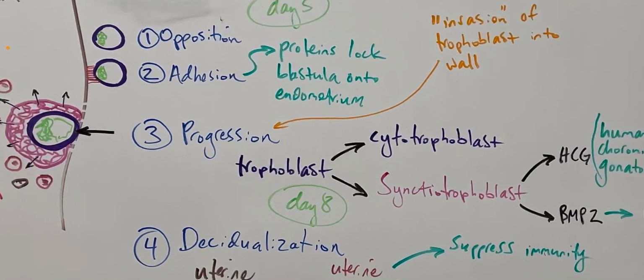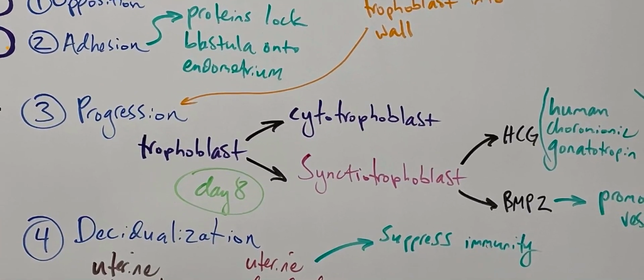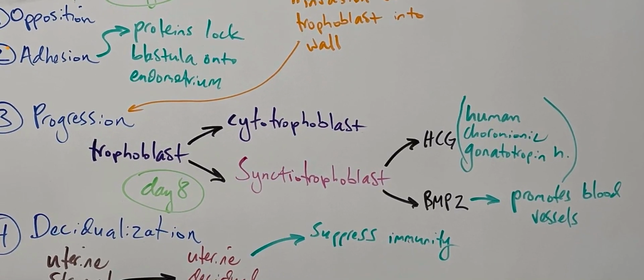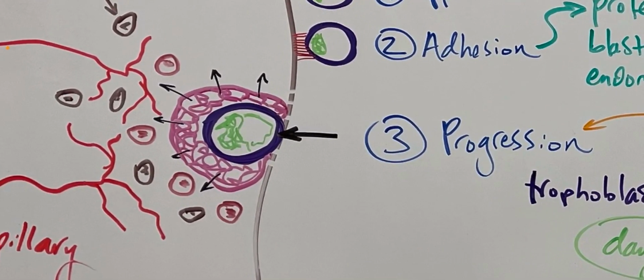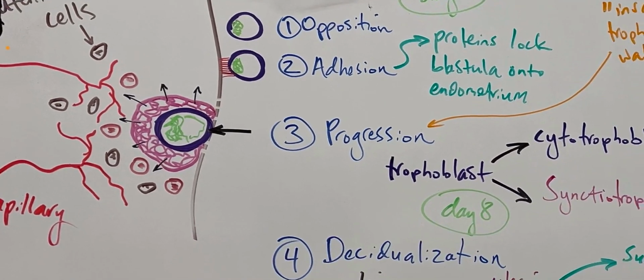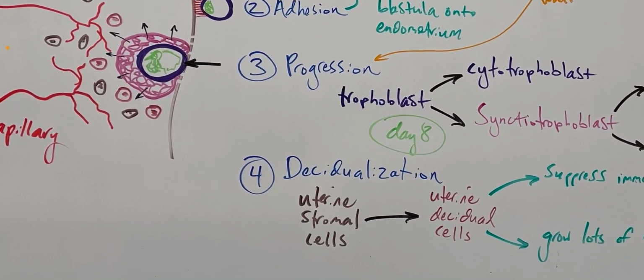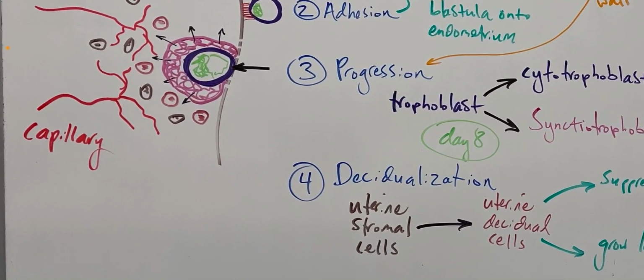So HCG tells the corpus luteum to stick around and keep producing that progesterone, which is necessary to maintain the pregnancy. In addition, those same cells release a protein called BMP2, and BMP2 promotes the development of blood vessels in the wall of the uterus. These blood vessels are obviously going to be needed to nourish the developing embryo. By day 8, the process of decidualization is occurring. This is when the uterine stromal cells, which are just cells hanging out inside the wall of the uterus, become uterine decidual cells.